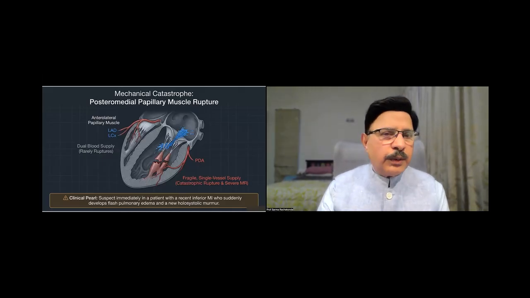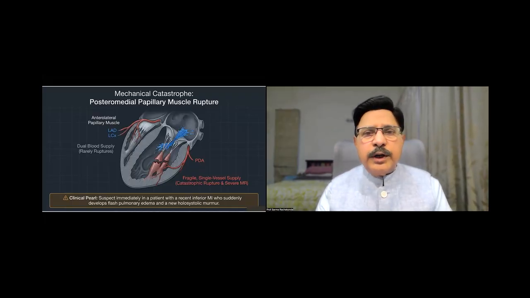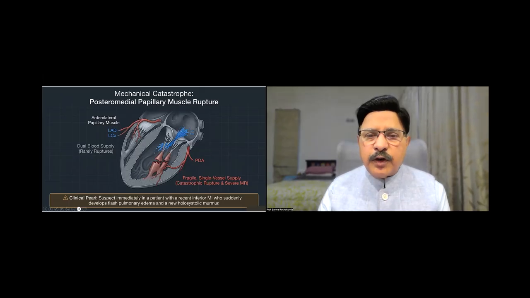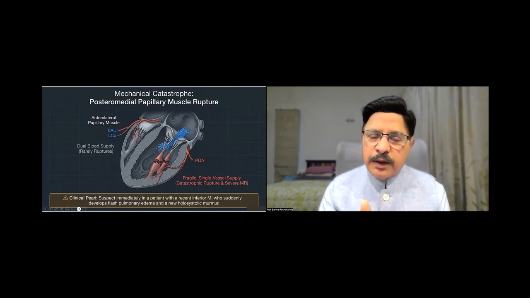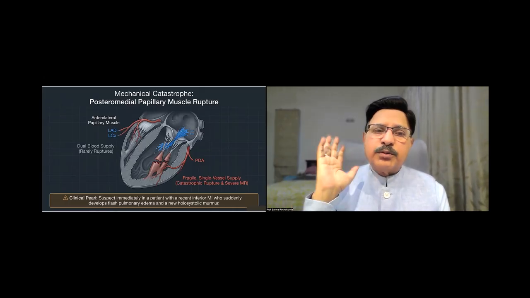Now, posterior mechanical catastrophes. Posteromedial papillary muscle rupture in a patient with acute infarction. Mechanical catastrophes can occur. This is the papillary muscle. The posterior diagonal artery supplies the papillary muscle. In case of infarct, the papillary muscles are infarcted, they rupture, given the fragile single vessel supply, causing catastrophic rupture and severe MR. A patient who did not have any murmur, at the apex you hear a loud, harsh, holosystolic murmur, suggesting that there is a papillary muscle rupture.